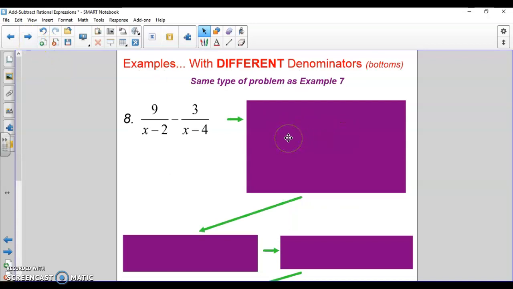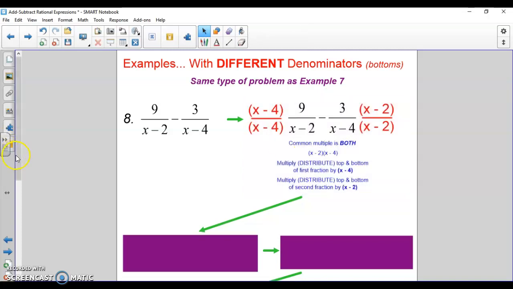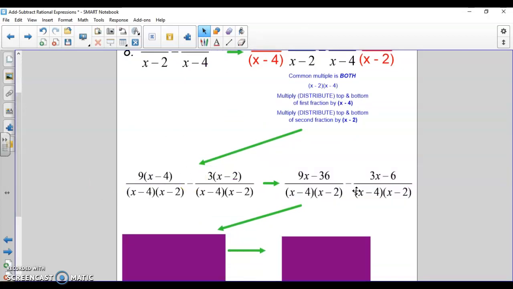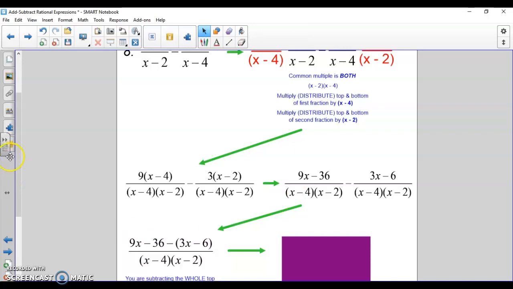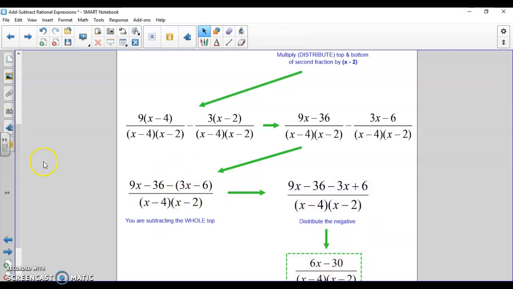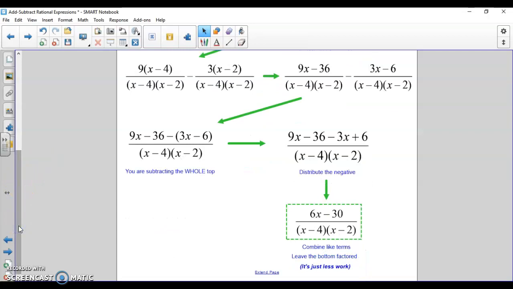It's the same problem as number 7, pretty much, just different numbers. Put them together. Distribute. You're subtracting the entire fraction. So you're just subtracting the entire top, distribute the negative, combine like terms, boom, done. All right, leave the bottom factored. Don't try and factor the top, even if it can. Top can factor in this one, but I don't need to. All right, you're not going to be able to simplify anything. You're done. Okay? That's all I got for you.